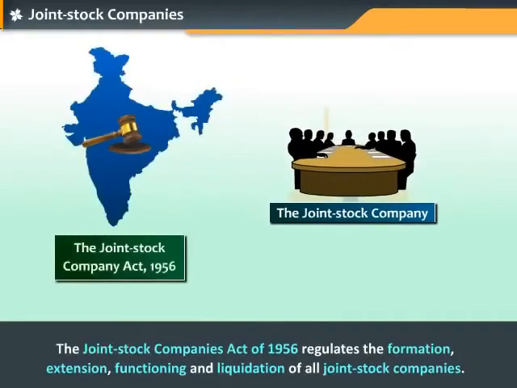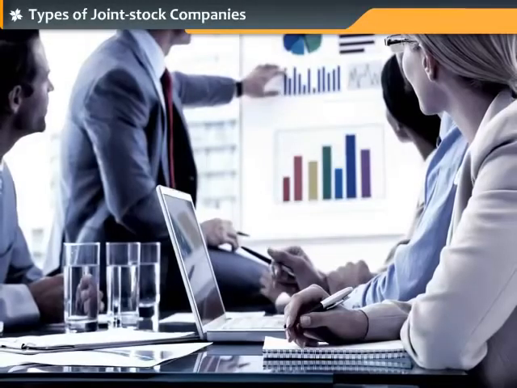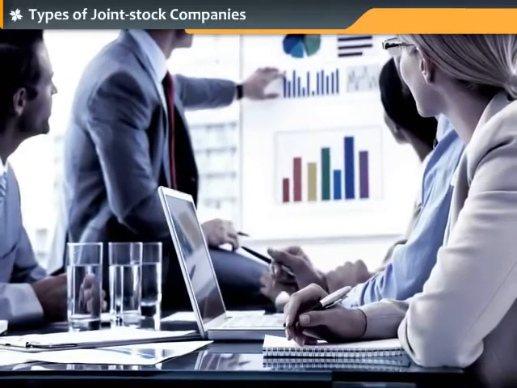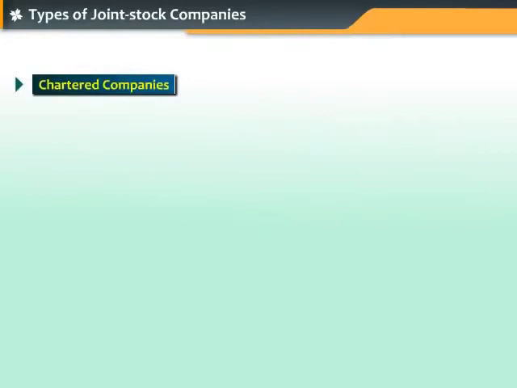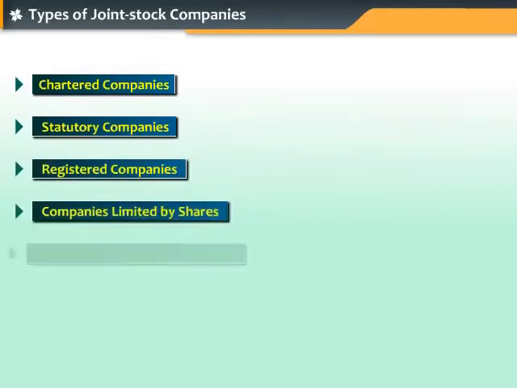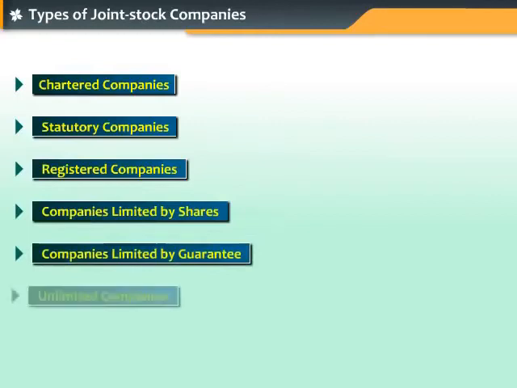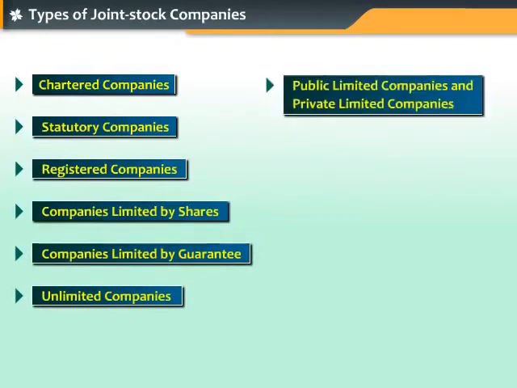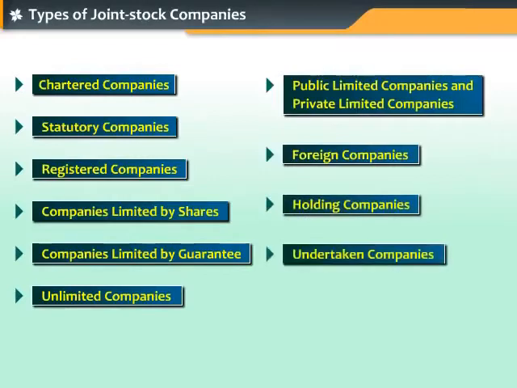In India, the Joint Stock Companies Act of 1956 regulates the formation, extension, functioning, and liquidation of all joint stock companies. There are various types of joint stock companies. Some of these types include chartered companies, statutory companies, registered companies, companies limited by shares, companies limited by guarantee, unlimited companies, public limited companies, private limited companies, foreign companies, holding companies, and underTaken companies.